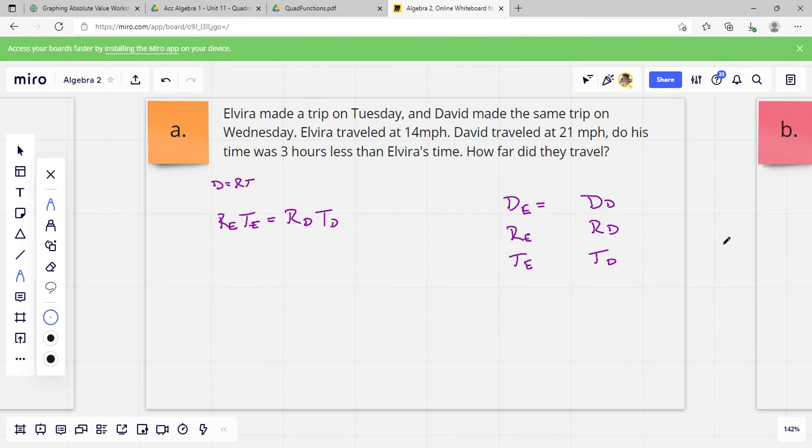All right, Elvira traveled 14 miles per hour, so that means her rate is 14. David traveled 21, so David's rate is 21. So his time was 3 hours less than Elvira, so we could say time of Elvira minus 3 equals the time of David. Okay, so what can we fill in? We've got the rate of Elvira is 14. We'll leave time of Elvira because we're going to be able to fill in time of David with this. Equals the rate of David, which is 21, times the time of David, which is time of Elvira minus 3.